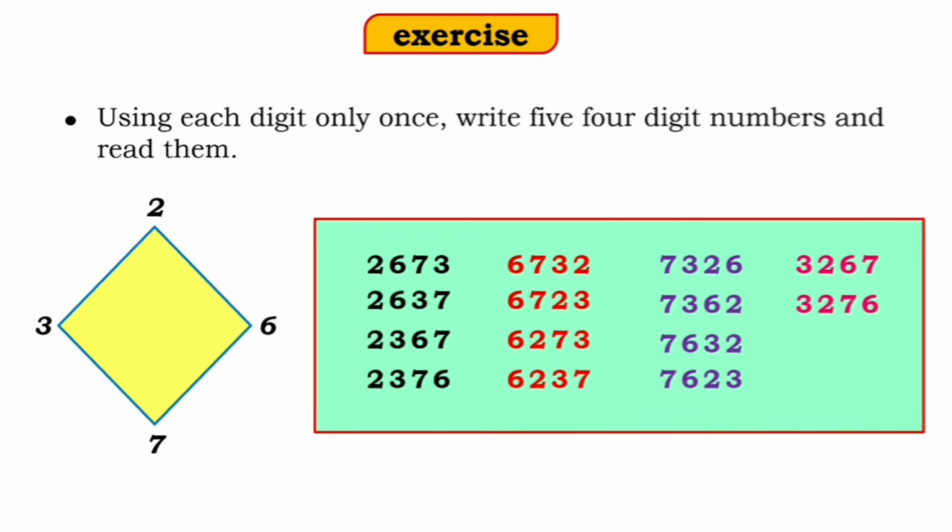3276. Now we will interchange the hundreds place and the tens place. So the number will be 3, 7, 2, 6. That is 3726. Now again what will we do? We will interchange the tens place and the units place. So the number will be 3, 7, 6, 2. That is 3762. Wow! We formed so many numbers using only 4 digits.